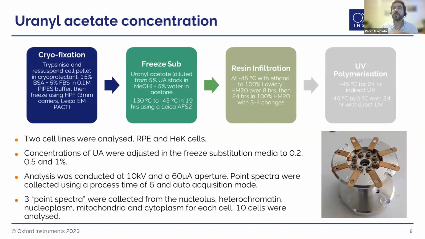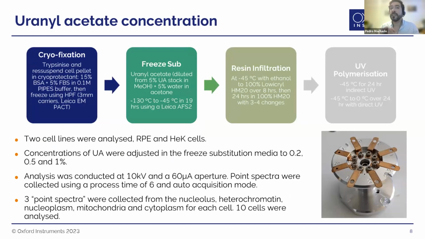Looking a little bit further into the UA concentration, we decided to exclude the osmium, since it seems to make sense. Let's look at UA on its own. We tried to analyze two cell lines, RPE and HEK cells, using three different concentrations of UA on a free subsample.